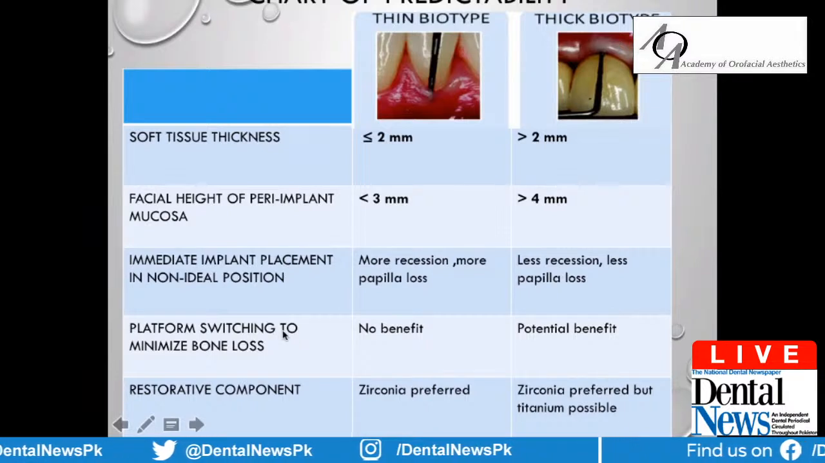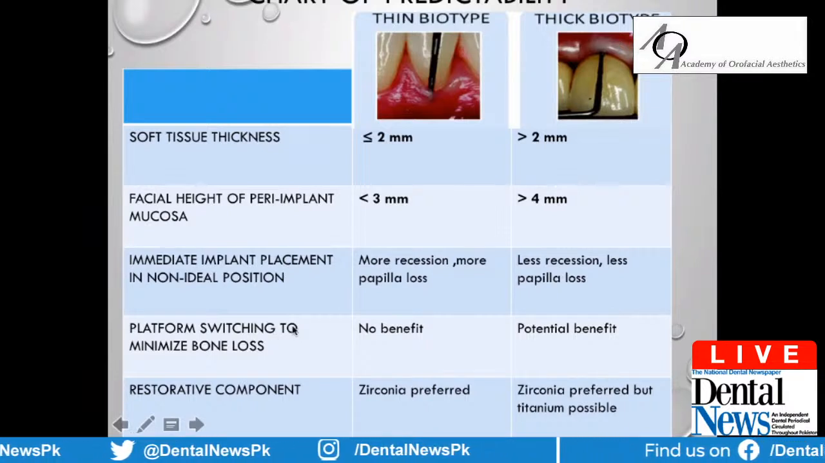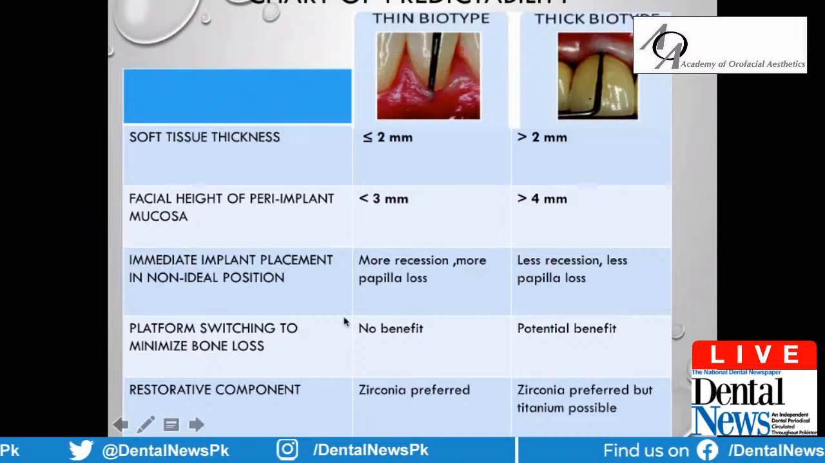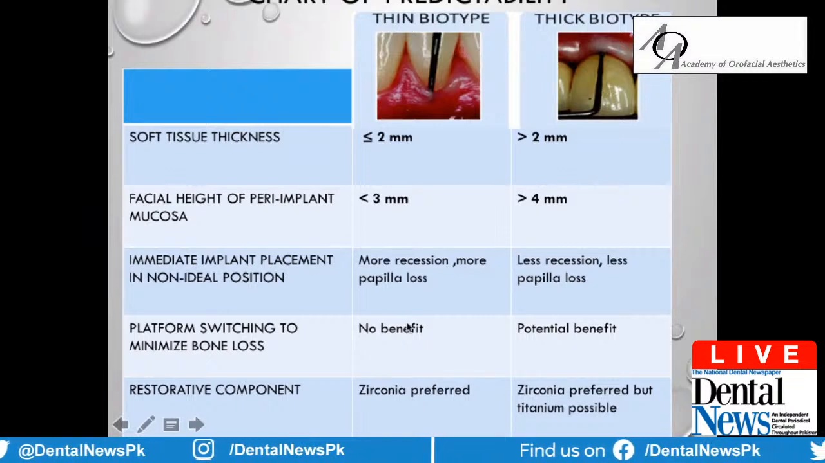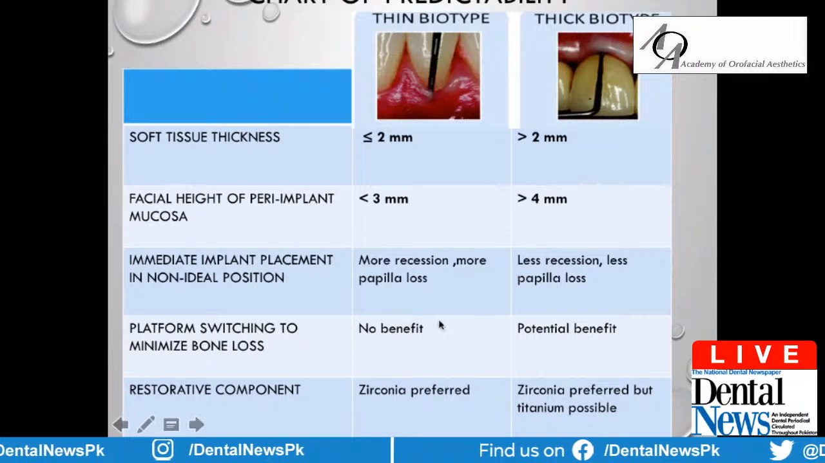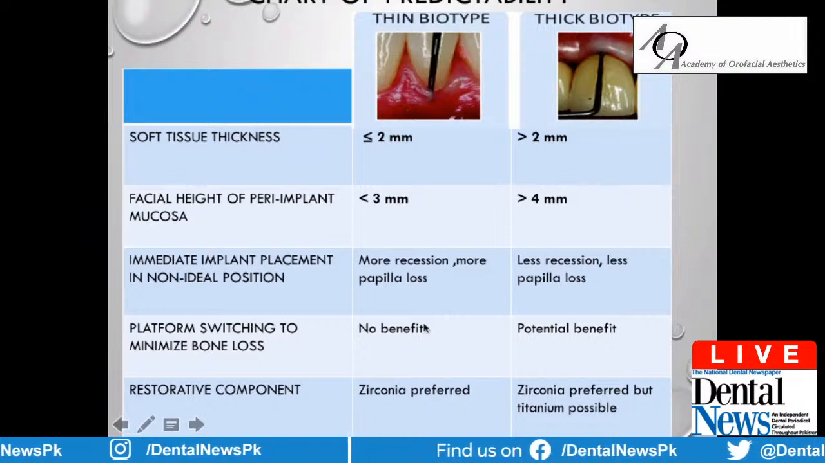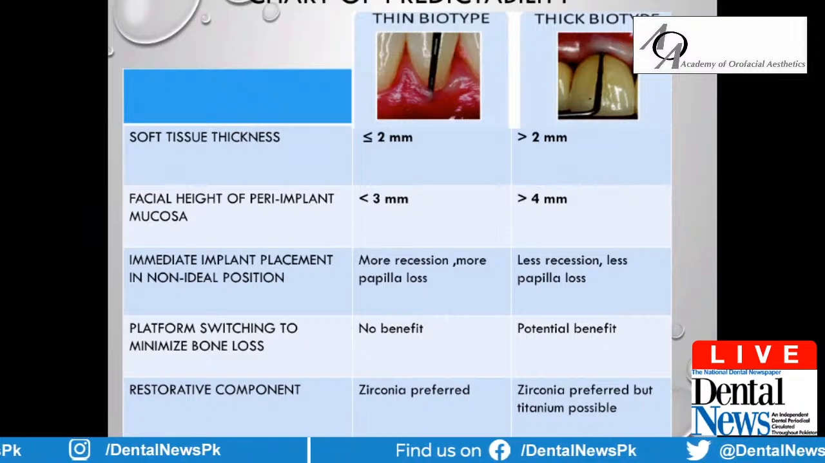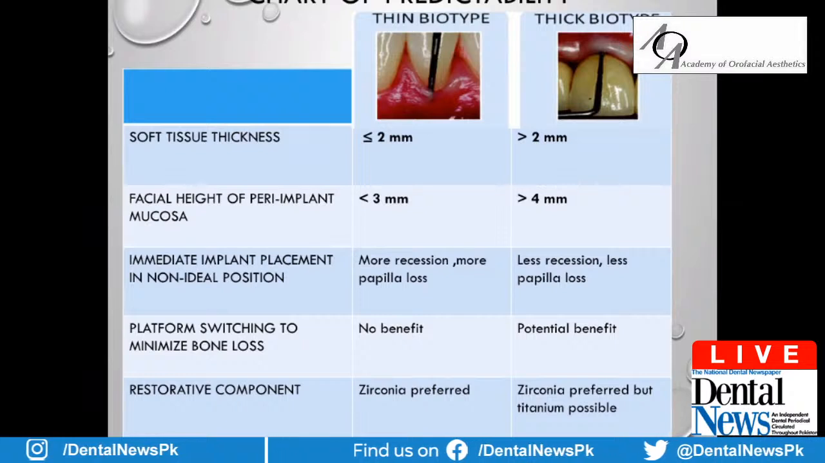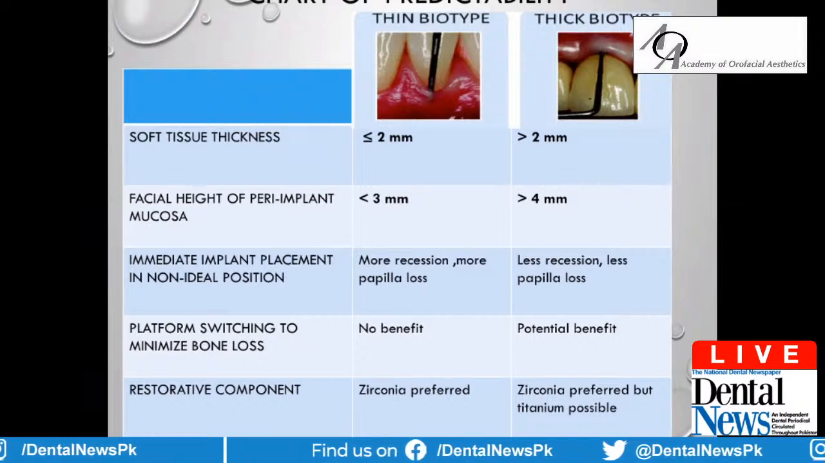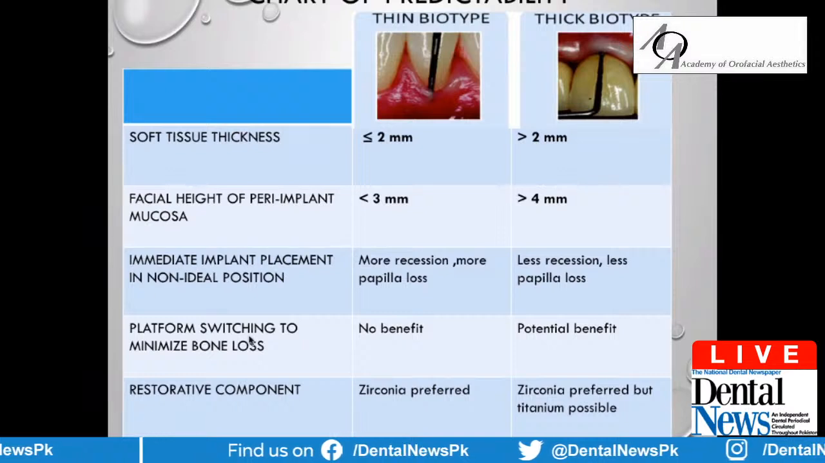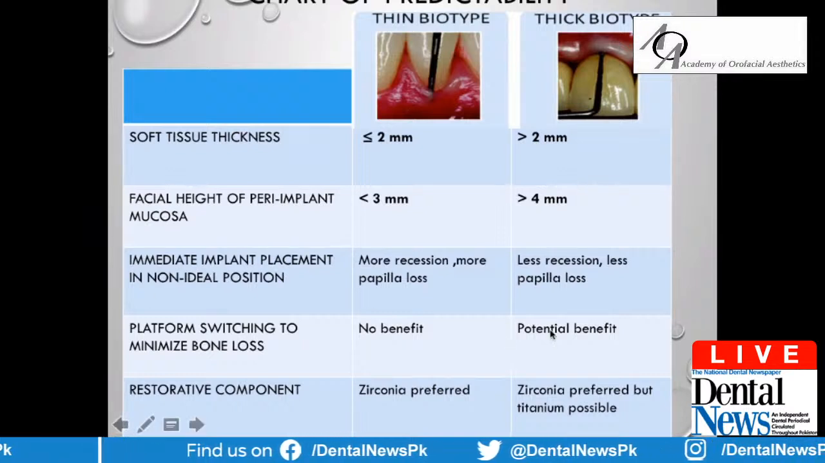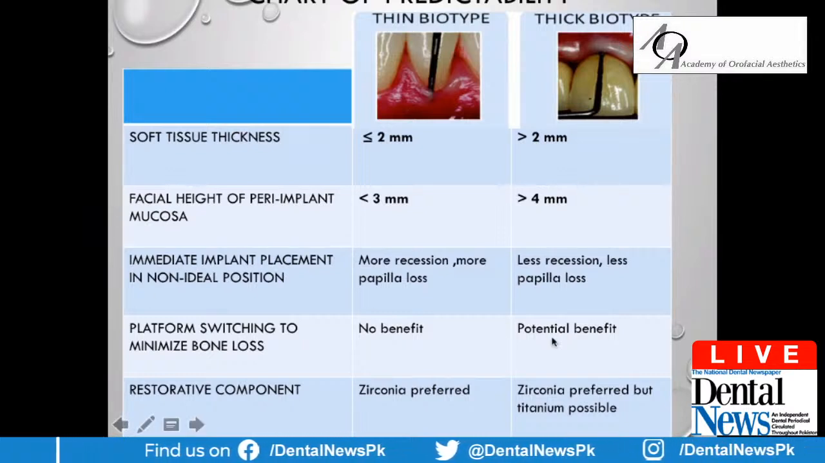Platform switching to minimize bone loss. We normally talk about platform switching a lot, but if you are working in a thin biotype patient, you won't get much advantage from platform switching. In fact, you don't get any benefit, because there are studies by Linkevicius where he concluded that in thin biotype patients, even with platform switching, you have bone loss. In a thick biotype, yes, you have potential benefit.